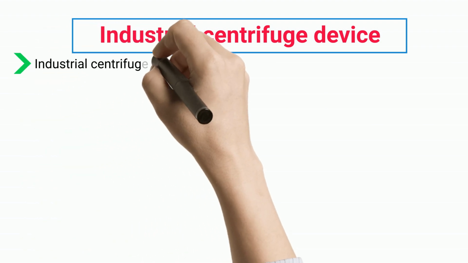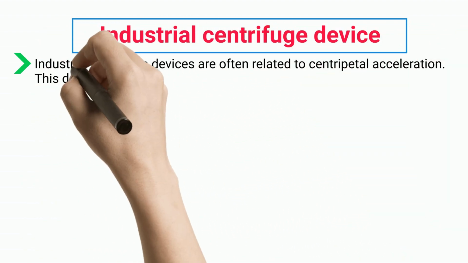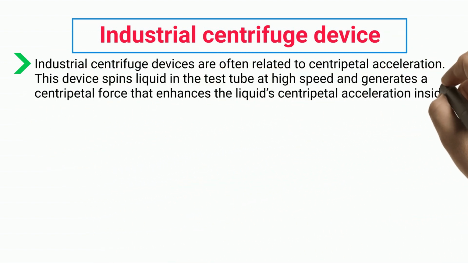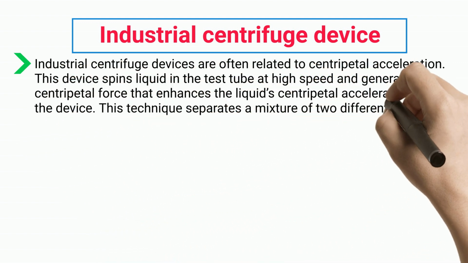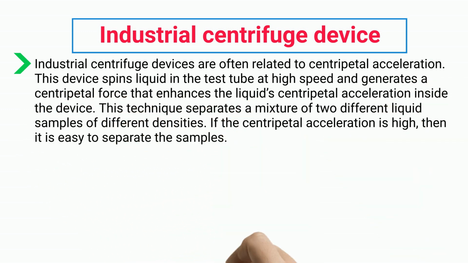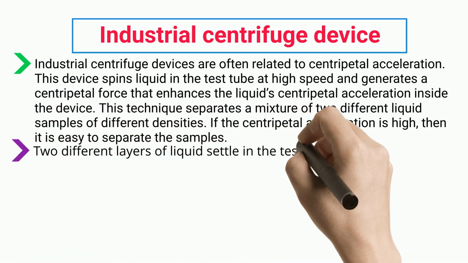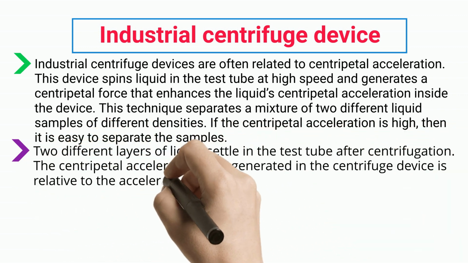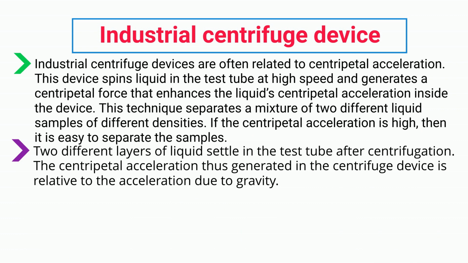Industrial centrifuge device. Industrial centrifuge devices are often related to centripetal acceleration. This device spins liquid in the test tube at high speed and generates a centripetal force that enhances the liquid's centripetal acceleration inside the device. This technique separates a mixture of two different liquid samples of different densities. If the centripetal acceleration is high, then it is easy to separate the samples. Two different layers of liquid settle in the test tube after centrifugation. The centripetal acceleration thus generated in the centrifuge device is relative to the acceleration due to gravity.